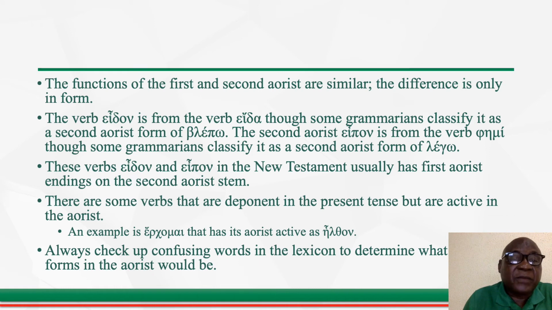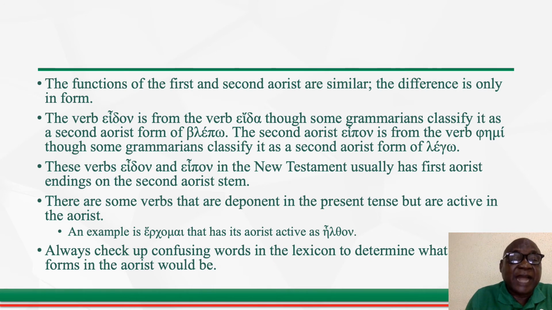The function of the first and second are similar. Their difference is only in their writing. Now, the verb idon is from the verb orao, though some grammarians will say it's a second aorist form of blepo. The second aorist eipon is from the verb phemi, though some grammarians will also classify it as a second aorist form of lego.